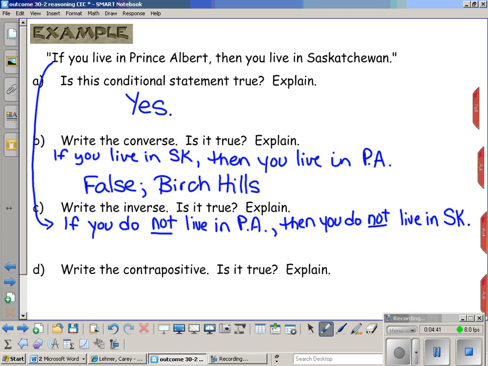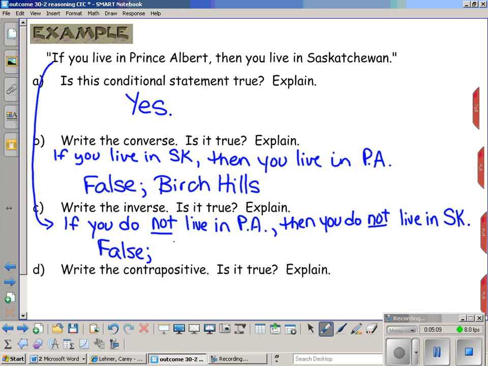We've taken our conditional statement and we've negated both of them. We've said the opposite. So instead of living in PA, we do not live in PA. Now let's look at that and see if it's true. So if we do not live in PA, then we do not live in Saskatchewan. Well, that's false. And again, we can use the same counterexamples that we used up in B. Just because you don't live in PA doesn't mean you don't live in Saskatchewan.